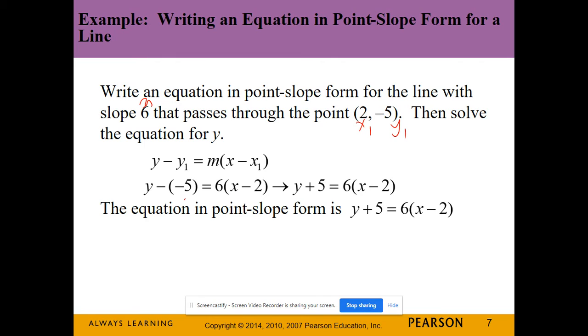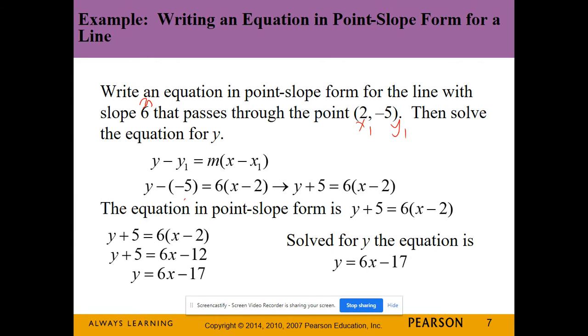If you're asked to get it in slope-intercept form, you simply solve for y, which is going to involve 2 steps. The first step would be distributing the 6, specifically in this case, the 6 into x and negative 2. So now you have y plus 5 is equal to 6x minus 12. And then the last step would be subtracting the 5 to get y by itself. So you end up with y equals 6x minus 17. So that would be slope-intercept form. You can get that from point-slope form.